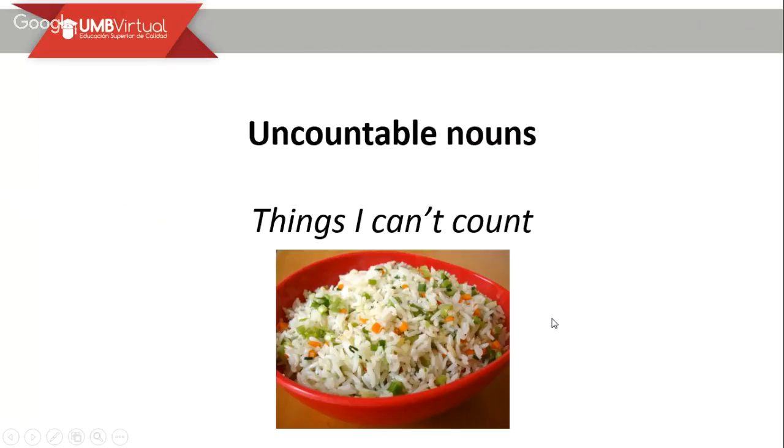Okay, so those were countable because you can know how many there are. So for uncountables, we are going to find that uncountables are those objects or things that we cannot count easily, so we are going to measure them. It is not the same to say there are three oranges as to say there is some rice, because you don't know how much there is.